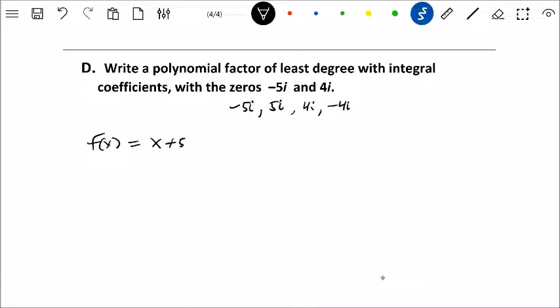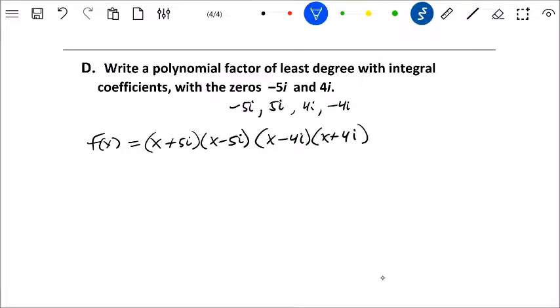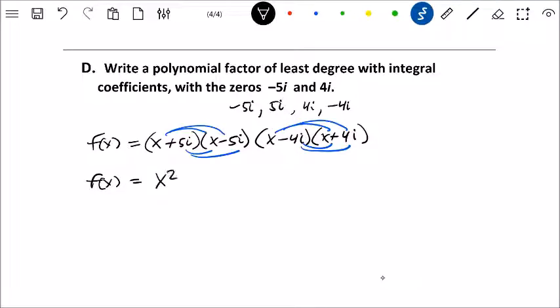So that's x plus 5i, changing the sign, then changing the next sign to make it -5i, and then x minus 4i, and x plus 4i, changing the signs for each. So I'm going to first do these, and then I'm going to do these. x times x is x squared, and now I'll go ahead and show -5ix plus +5ix. Okay, and then those middle terms will cancel out, plus I have -25i squared.